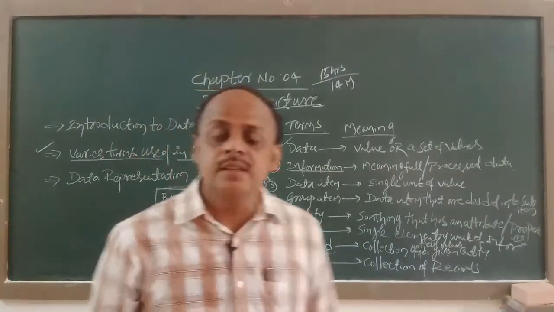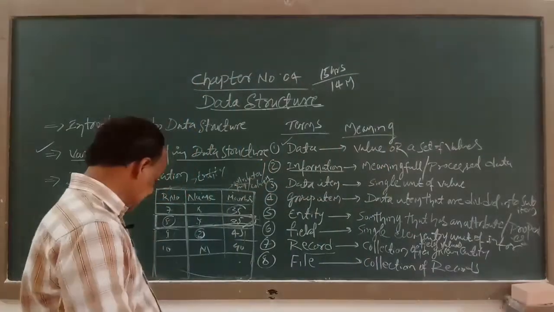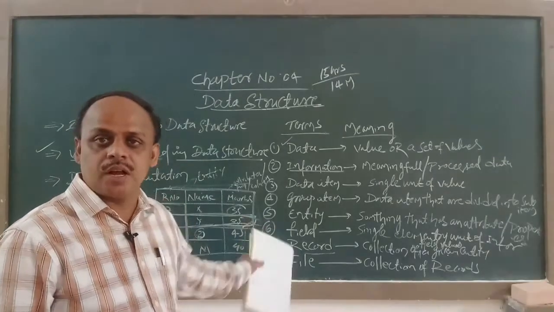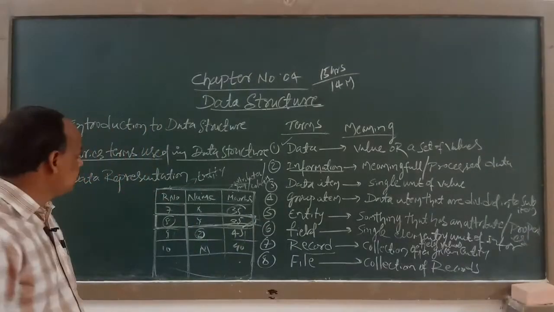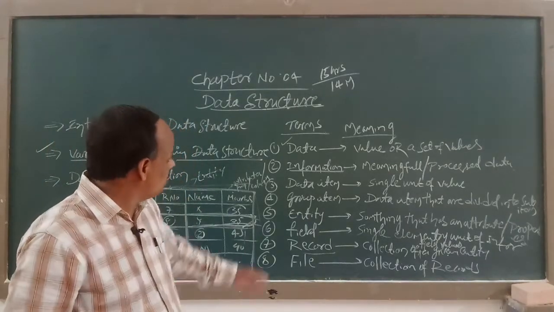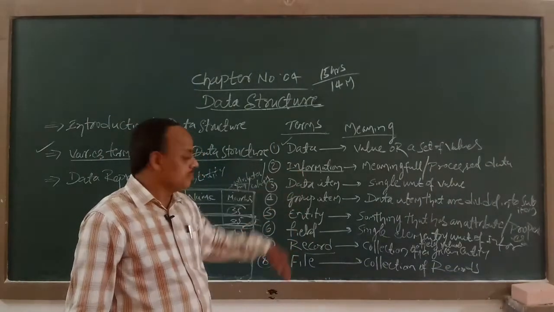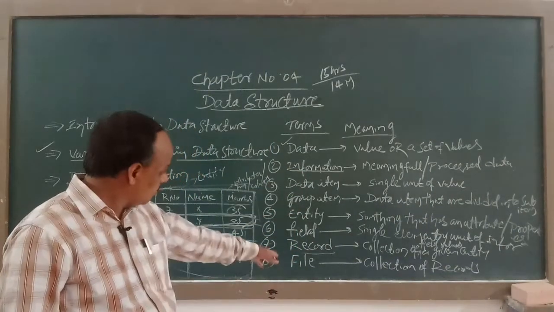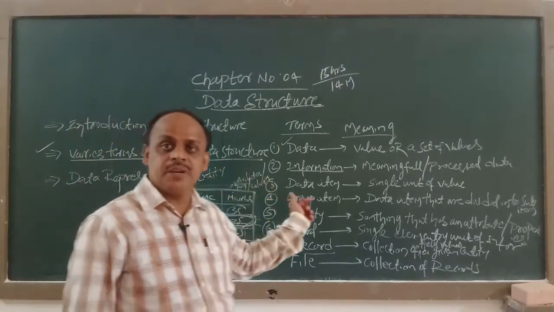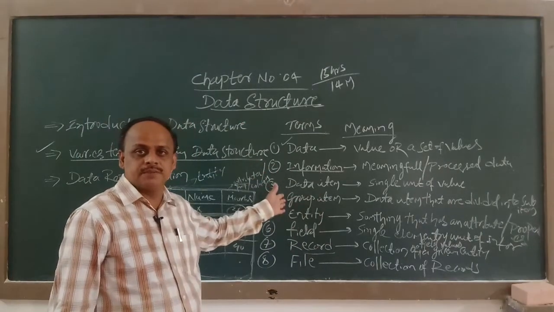So these are the most commonly used terms in the study of data structures. As I said earlier, you may get a 1 mark question among these terms: define entity, define information, define data, or define file. Like this, you may get a 1 mark question in the examination on these most commonly used terms.